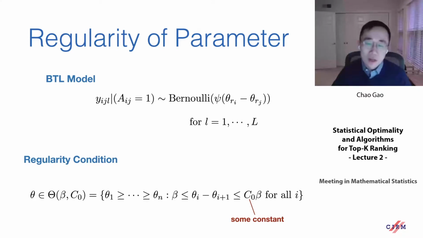So in other words, for each pair theta I and theta I plus one, the difference is bounded between beta and C0 times beta uniformly over all I, okay? I understand that this assumption may not be so realistic when it comes to analyzing real data. It can certainly be weakened and extended beyond this parameter space. But in today's talk, I'm going to focus on this parameter space without talking about the extension. I think this already captures the main essence of the ranking problem, and we are going to work with that.